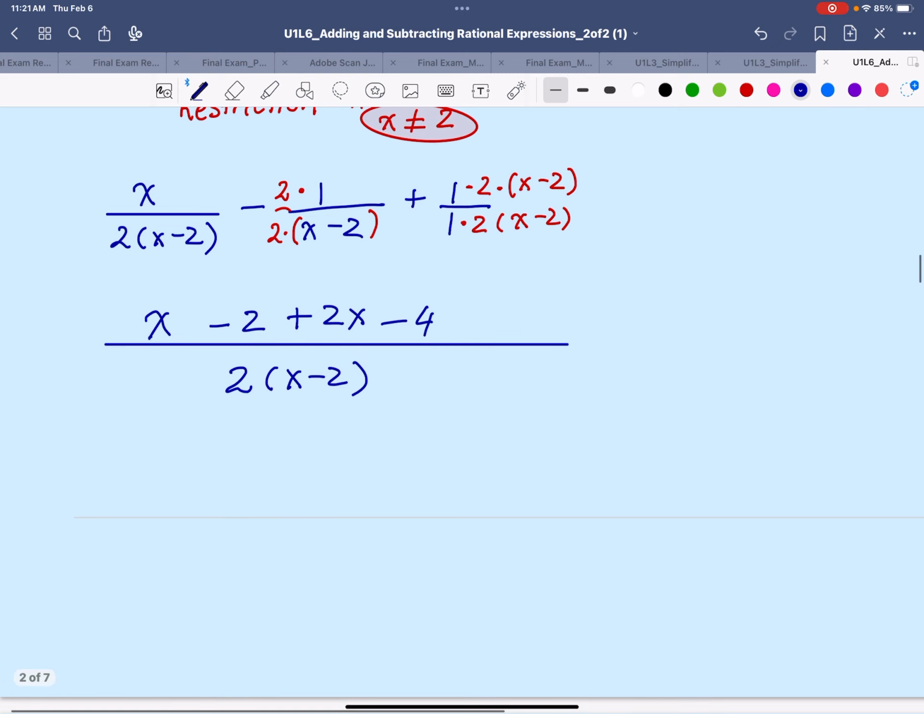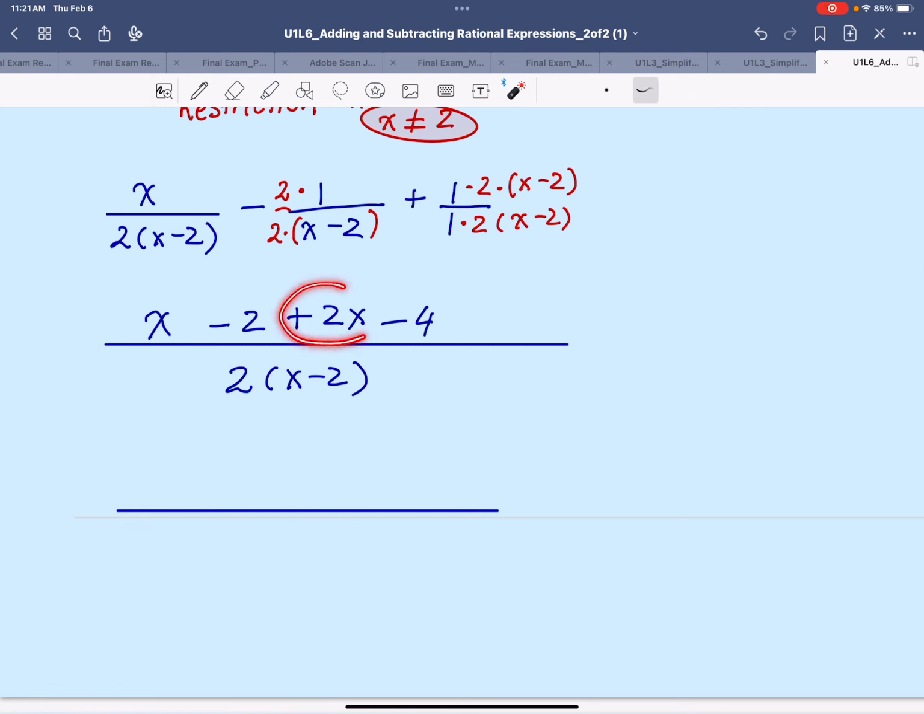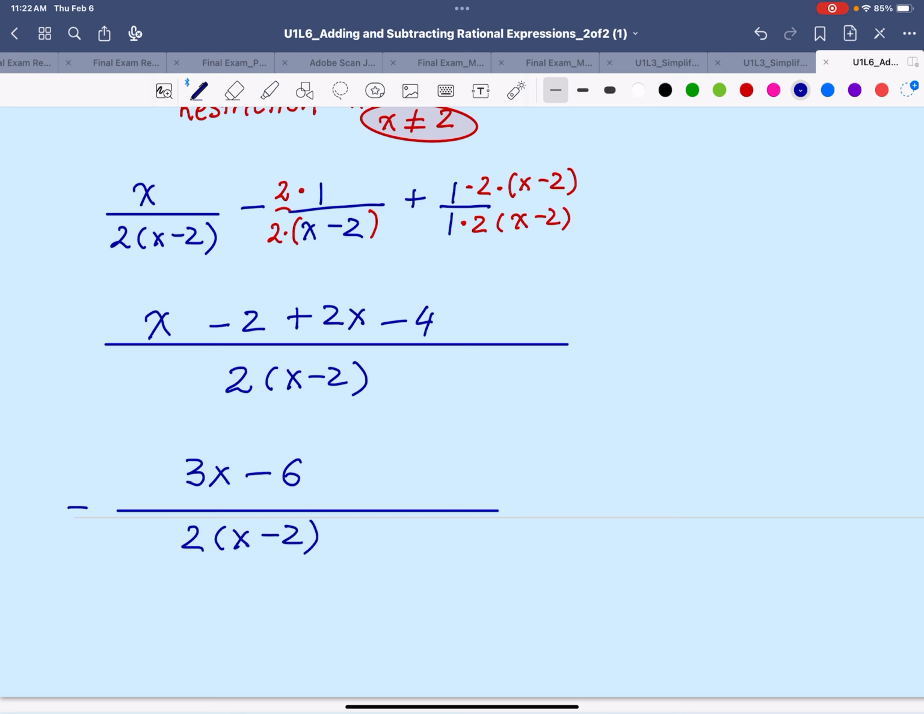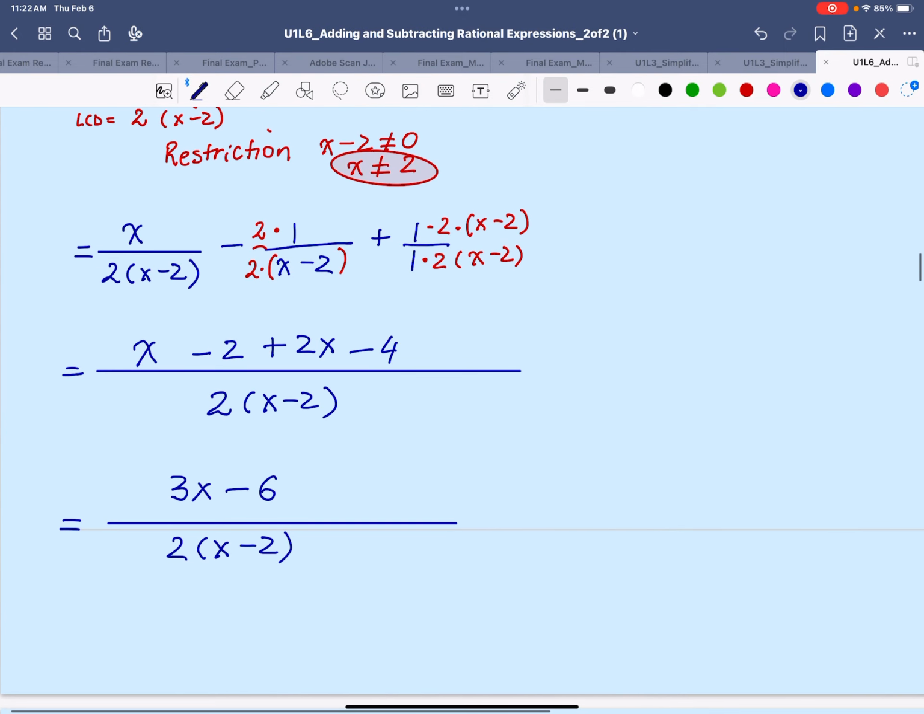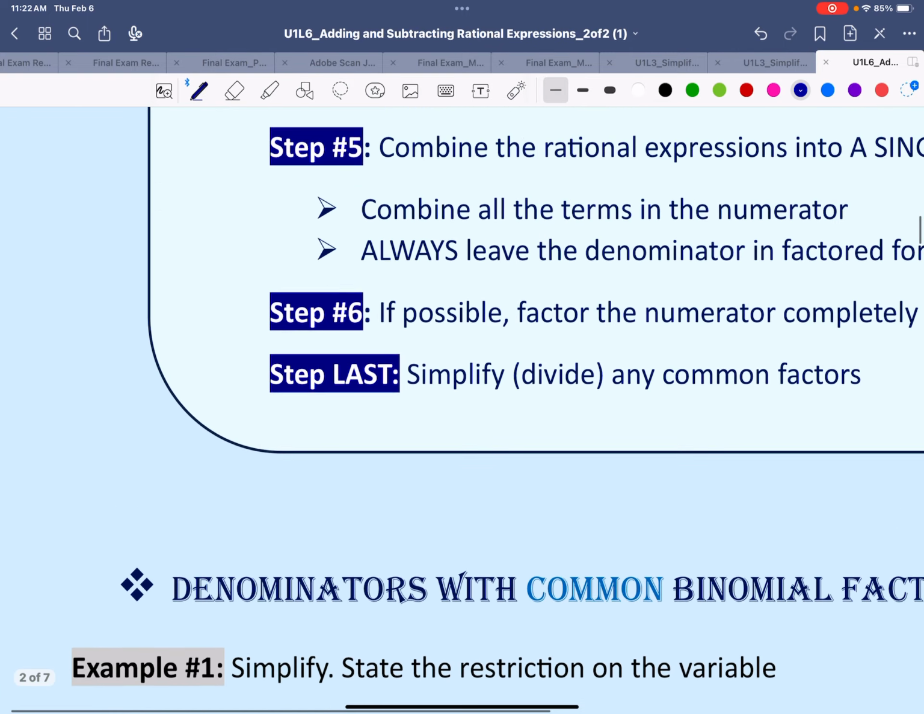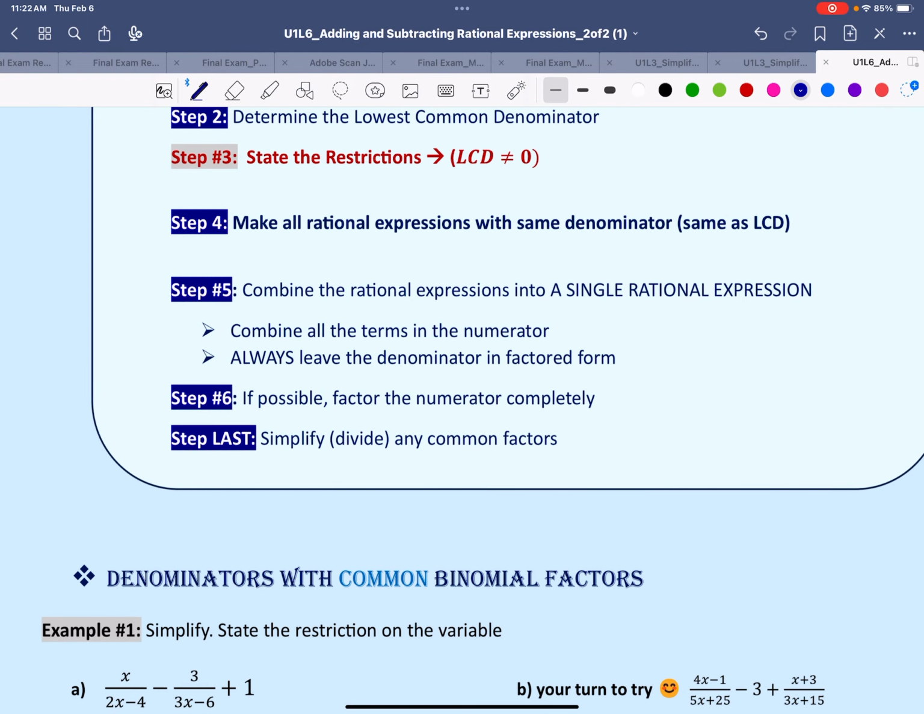Next, we will want to simplify the numerator. So as you can see here, we have 2x plus 1x. That would be equal to 3x. And negative 2 plus negative 4 would be equal to negative 6 over 2 times x minus 2. So far, we have brought the expression to the most simplified form, meaning that everything is in one single rational expression. Let's take a look at what steps else we have to do.